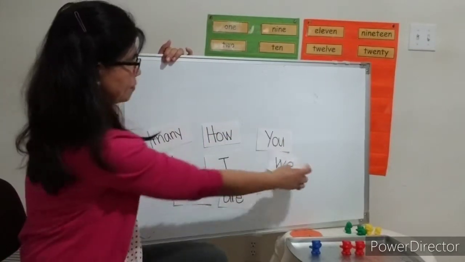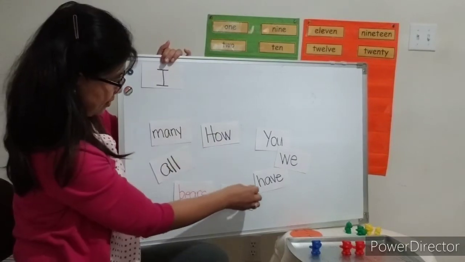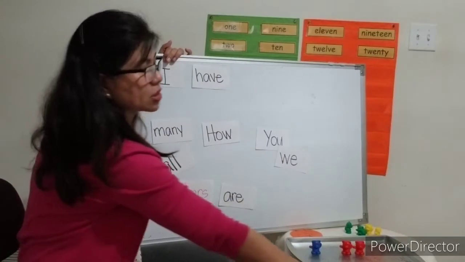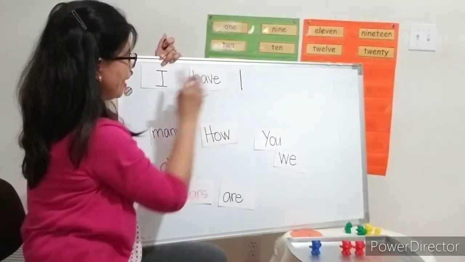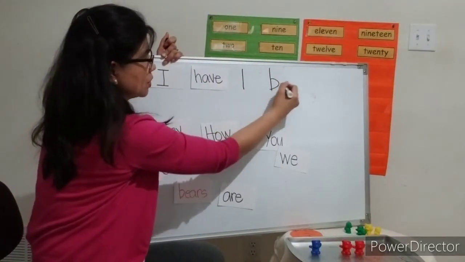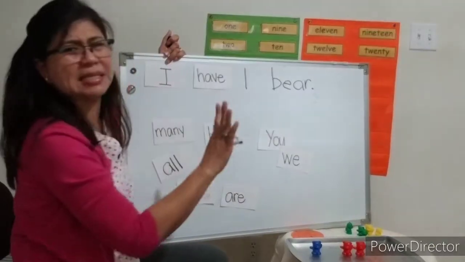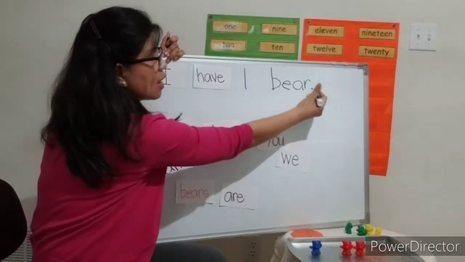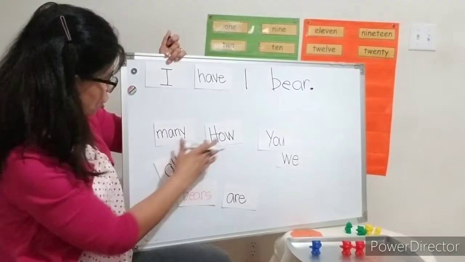Okay, so maybe we can say, I have, how many blue bears? How many blue bears went in? Only 1. I have 1 bear. Let's just do the colors later, okay? We will learn the color words later. Let's make it simple for today. I have 1 bear. So you see how I put a period at the end? Because a sentence ends with a punctuation.